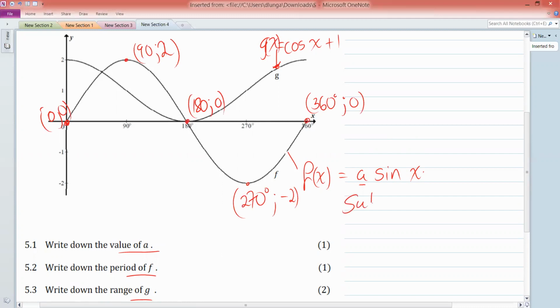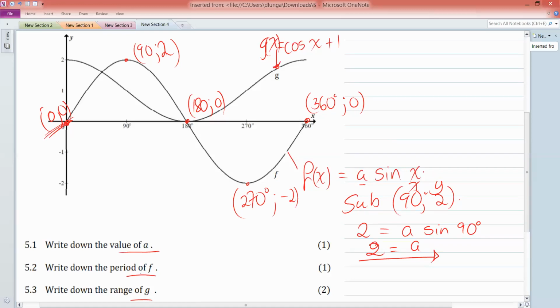To work out what a is, you can sub in any of those points. 0, 0 won't work, so we're not going to try that one. Let's sub in 90 and 2. So your x value is 90 and your y value is 2. So 2 equals a sine 90. Sine 90 we know is 1. So you end up with your a being equal to 2.